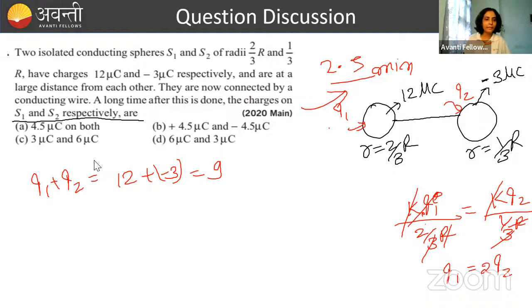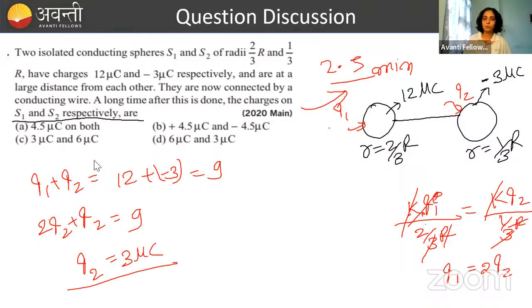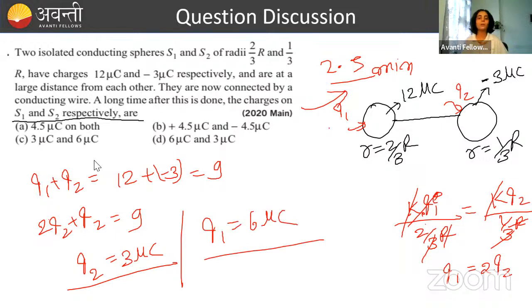Now simply put the values. So here, in place of Q1 write 2Q2. So 2Q2 plus Q2 will become 9, and that is Q2 is equal to 3 microcoulomb. So Q2 value is 3 microcoulomb. What will be the value of Q1? Q1 is equal to 2Q2. So Q1 will be equal to 6 microcoulomb. That is your answer. So the correct answer will be D.